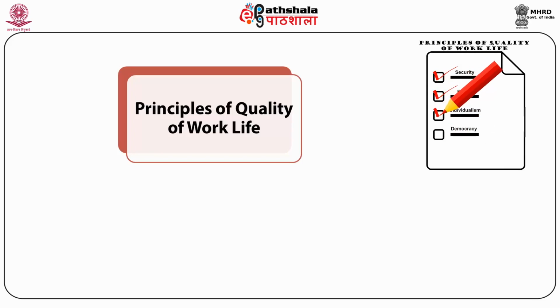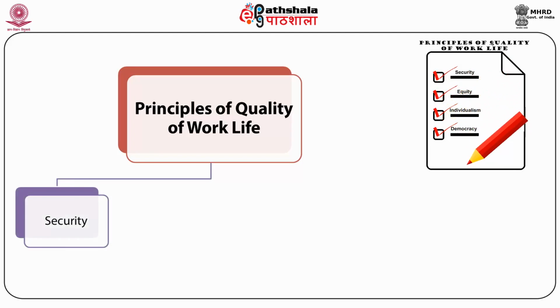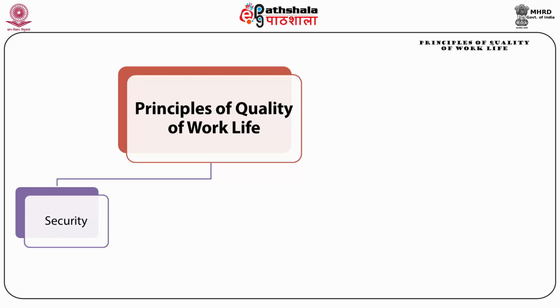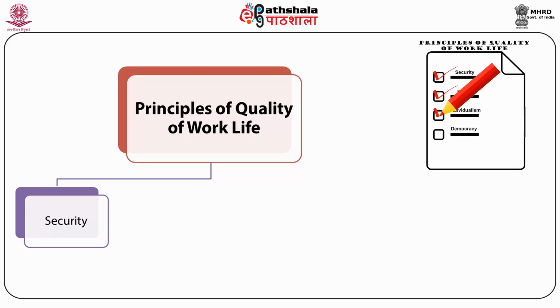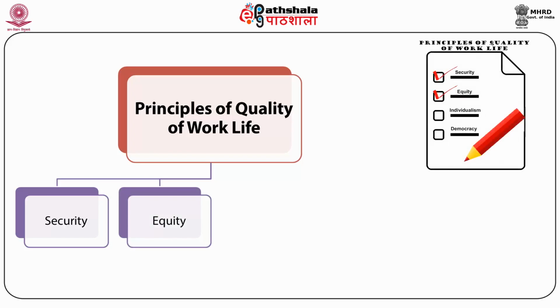There are mainly four principles of quality of work life. The first is the principle of security. Quality of work life cannot be improved until employees are relieved of the anxiety, fear, and loss of future employment. The working conditions must be safe and fear of economic insecurity should be eliminated. Job security and safety against occupational hazards is an essential precondition of humanization of work. The second is the principle of equity. There should be a direct and positive relation between effort and reward.